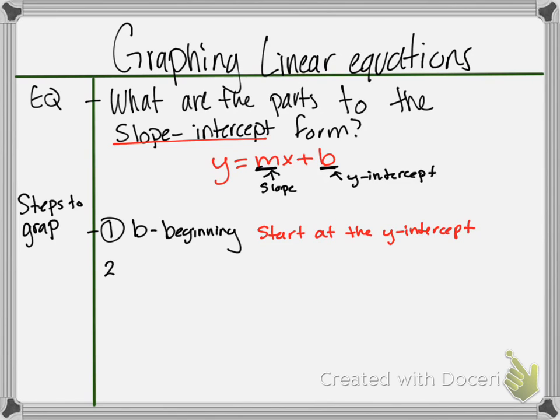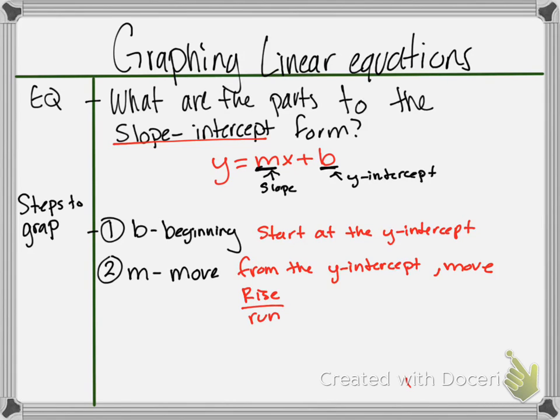Okay. Your second step, you're going to go to your m and think of the slope as you're going to move for m, right? You're going to move, and from the y-intercept, you're going to move the rise over run to find your next point in the line. Okay, so let's go ahead and write that. From the y-intercept, move your rise over run to find the next point on the line.